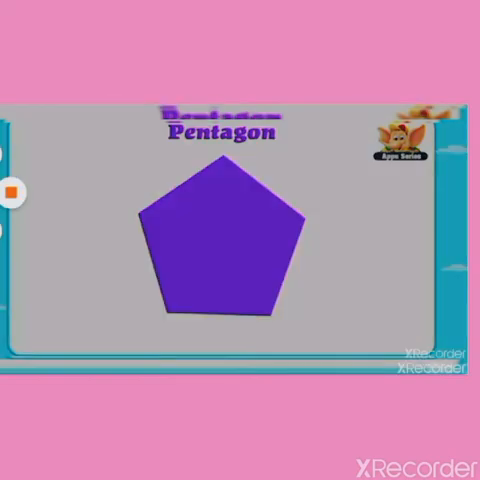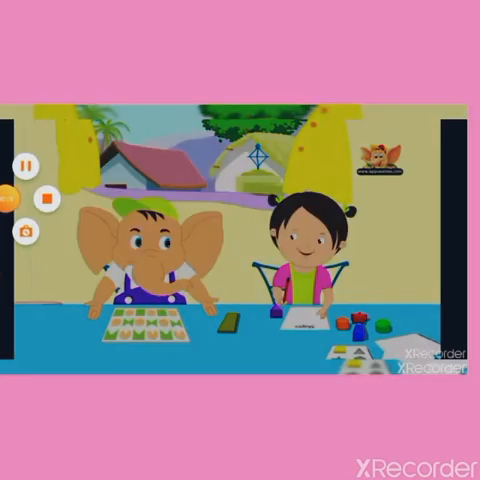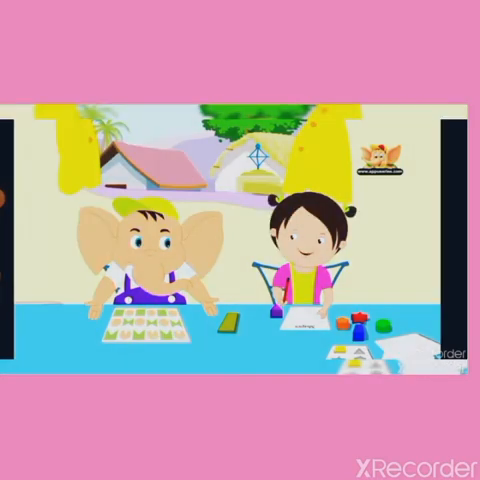pentagon. Okay children, now I hope you understand what the shapes are, 2D shapes and 3D shapes. And next we go on to the next concept, space. What is meant by spaces? Okay, I just play one small video here. It's quite interesting. Please listen carefully.